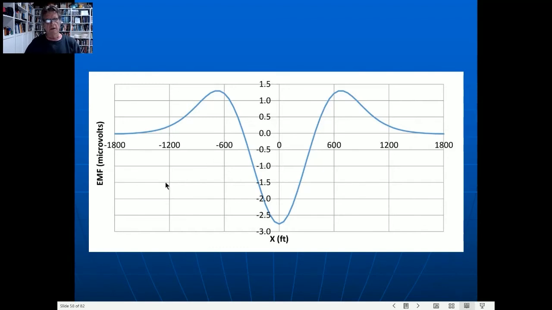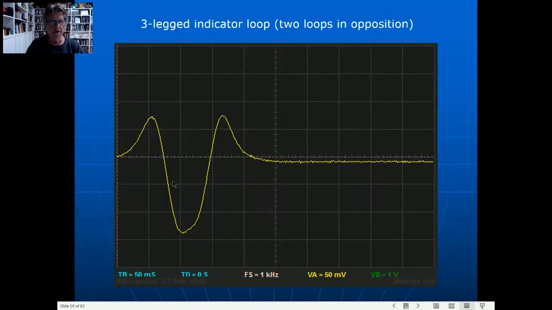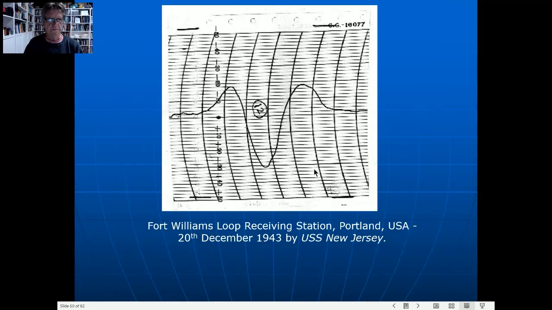Okay, so what does that look like when you hook it up to an oscilloscope? Well, this is what I did. I just made up a 3-legged loop and took a neodymium magnet, because I wanted something fairly strong, and just ran it past the 2 loops. I got that lovely picture on the oscilloscope. So that seemed to work.